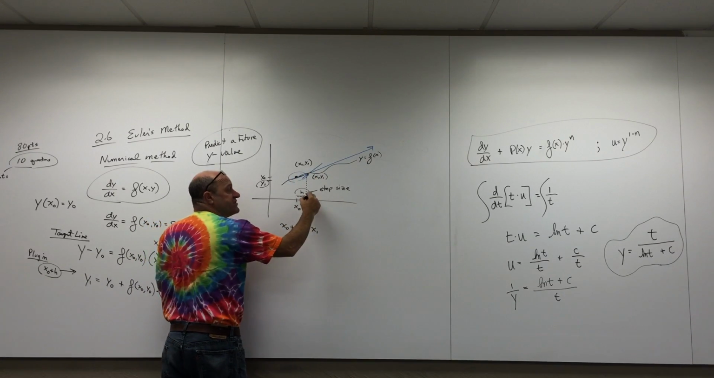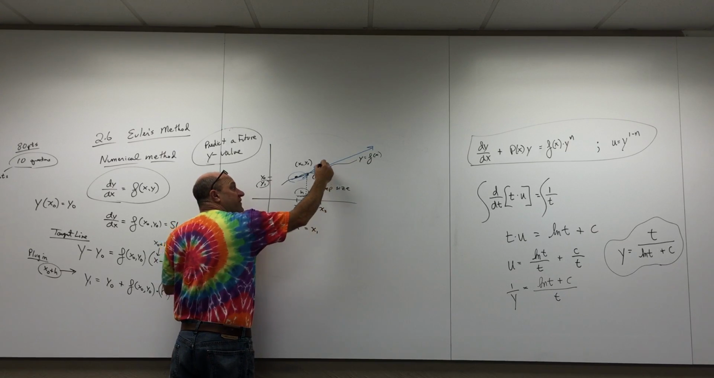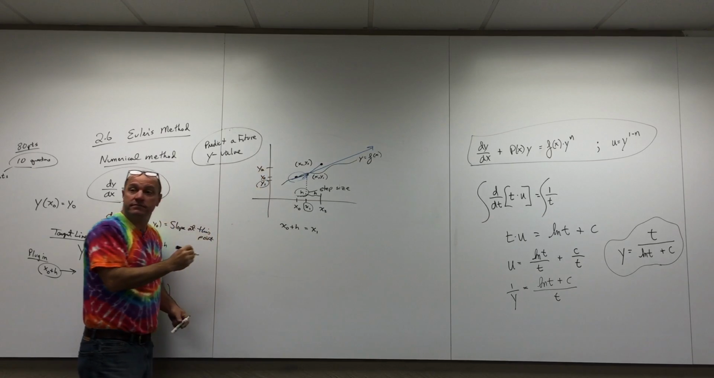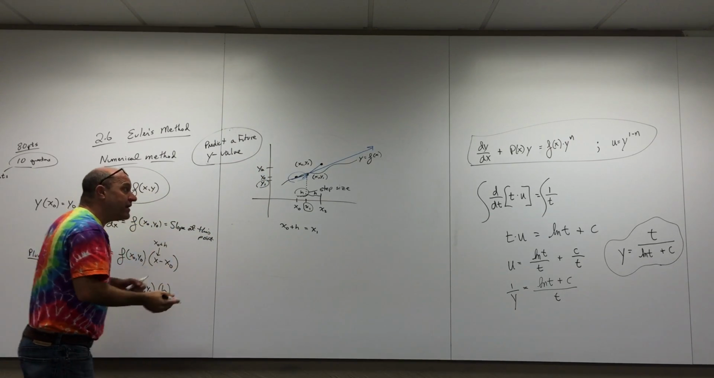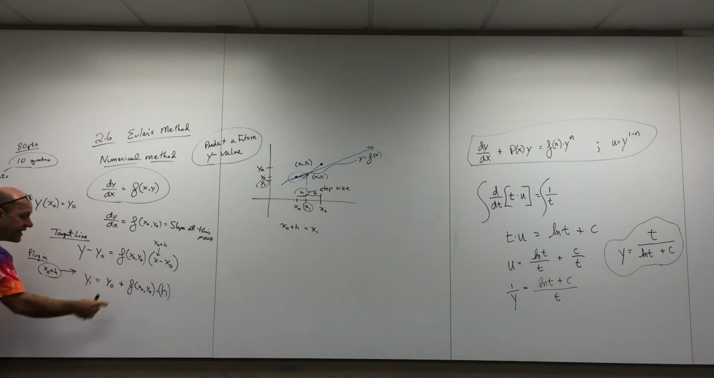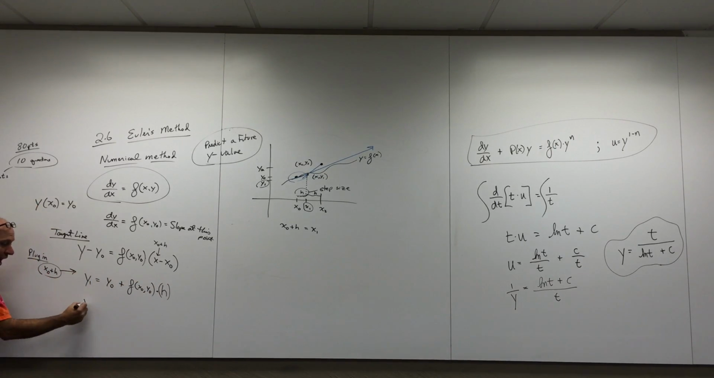And what am I plugging in for this x now? Watch this, I'm plugging in x naught plus h. But then it's minus x naught, you guys. So those x naughts cancel, and I end up with this. By the way, this little h is known as the step size. I'm moving over a little amount called h. It's the step size that I move over.